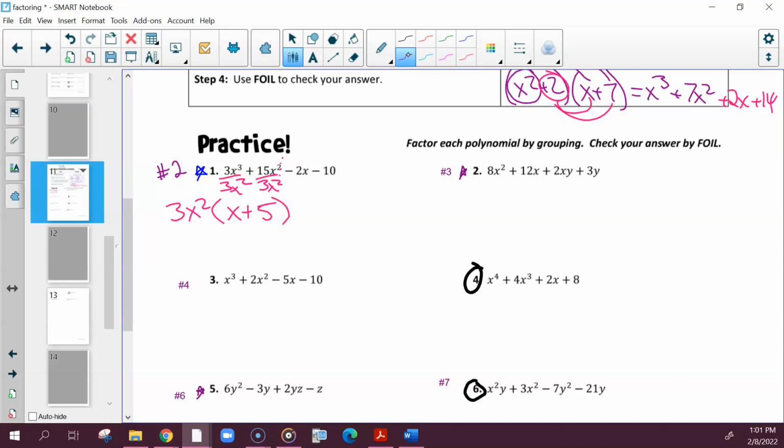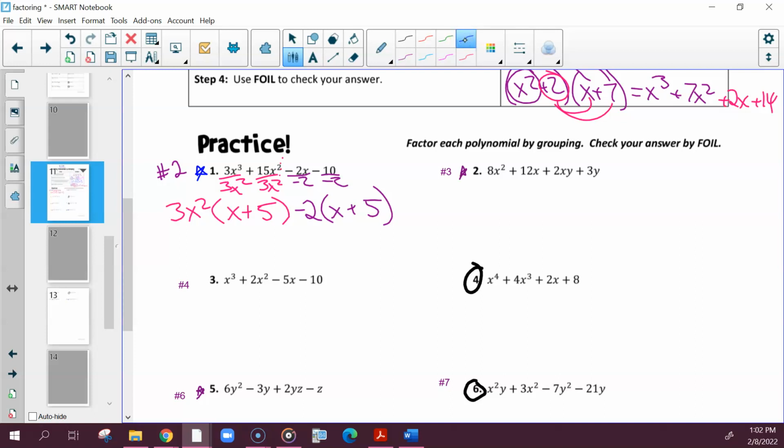And then what could we divide out of the last two? 2. But because this one is negative, we're going to make this negative 2. If I divide negative 2 out of both, what would be left? It would be positive 5, and the first one? X. So our insides match. Had we factored out a positive 2, we'd have negative x minus 5 instead of x plus 5 like we need.